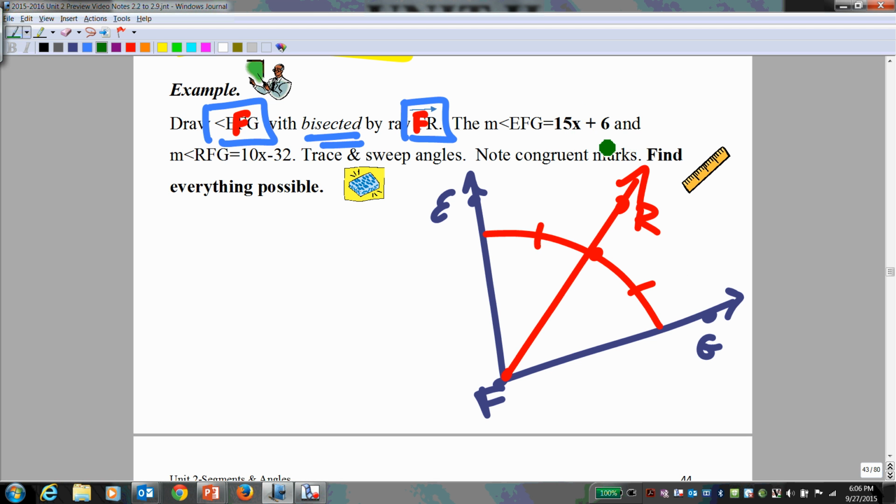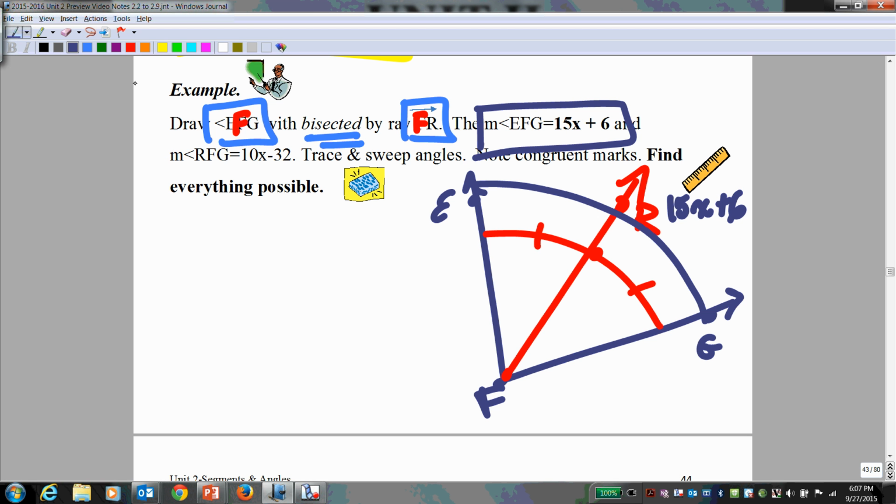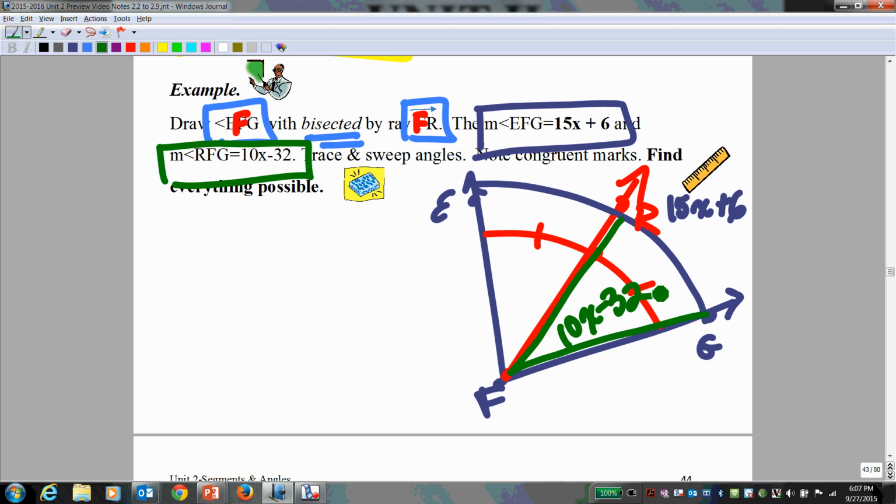We are told that EFG, careful here, EFG is 15x plus 6. EFG, that's the whole thing, is 15x plus 6. And RFG is 10x minus 32. Find everything possible. Now, it's really important here that you learn to think in terms of things before you think in terms of angles. That's where colors come in handy here.